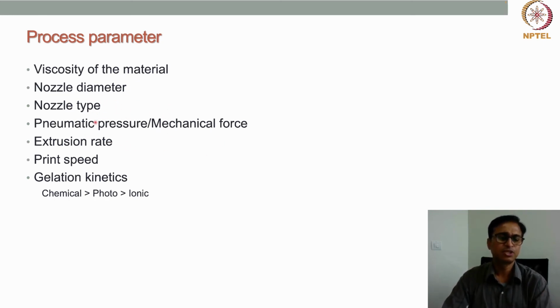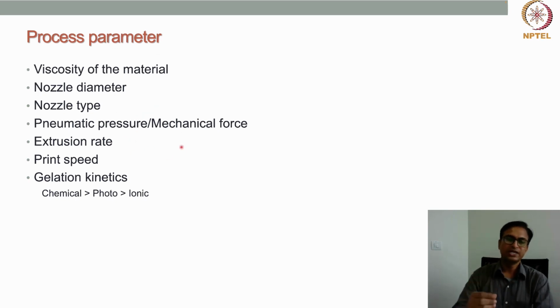The other process parameters are pneumatic pressure or mechanical force, that is, how much pressure is being applied. That is also a process parameter, and it depends upon the viscosity and the nozzle diameter. We need to control the pressure accordingly. Another parameter is the extrusion rate, the rate at which the material is coming out from the nozzle. That is also an important process parameter.